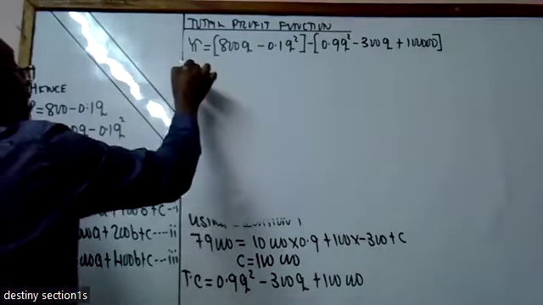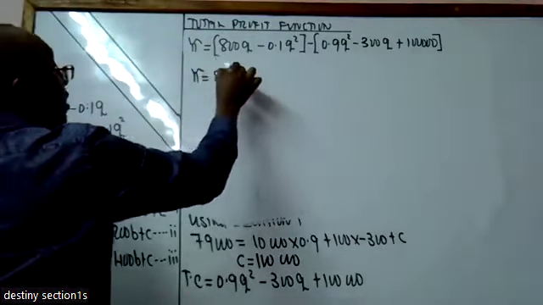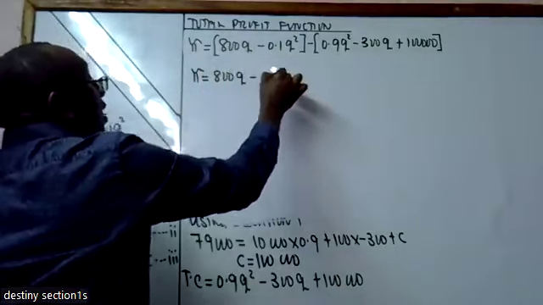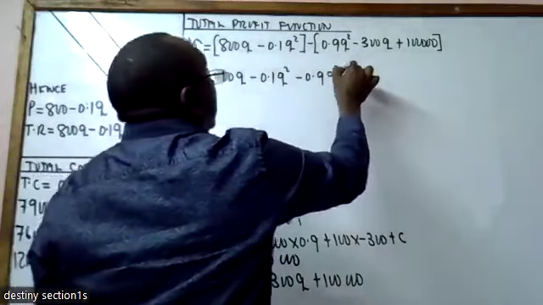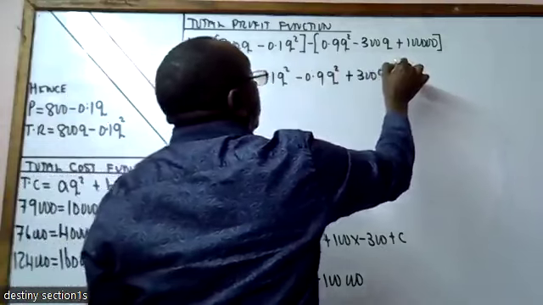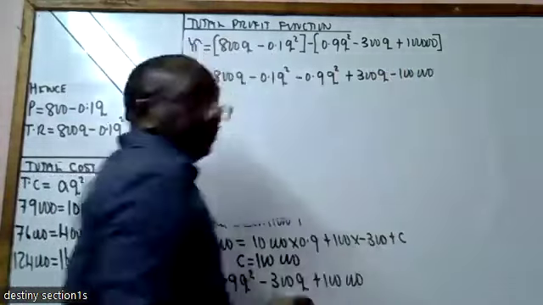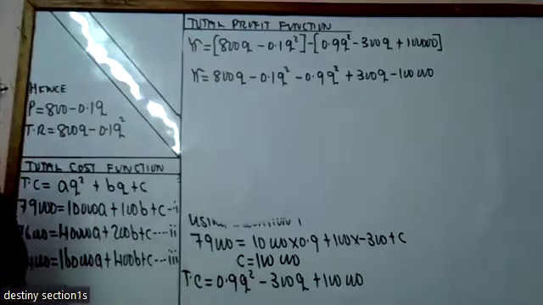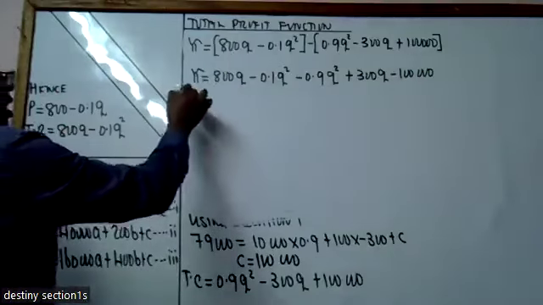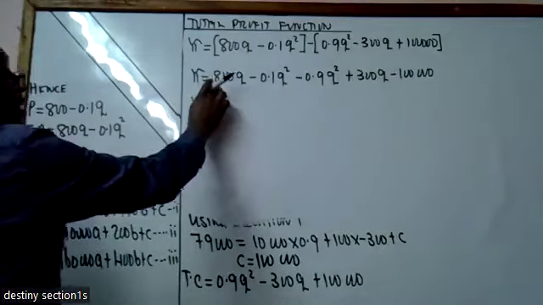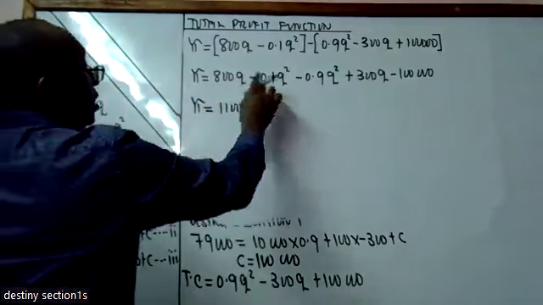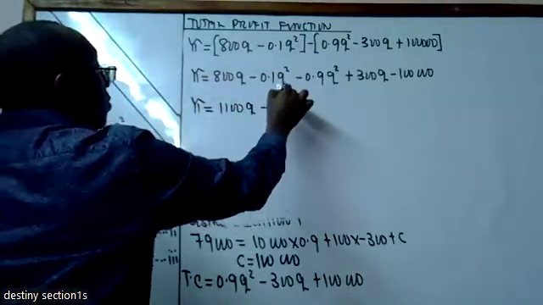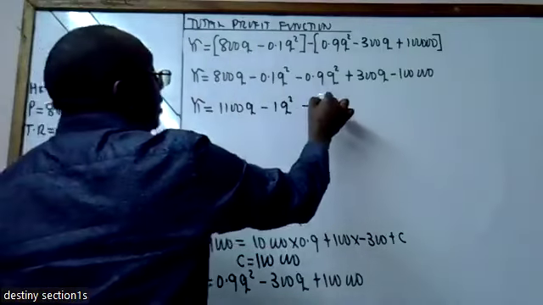So if I open the bracket, this will be pi is equals to 800 Q minus 0.1 Q squared minus 0.9 Q squared plus 300 Q minus 100,000. Putting like terms together, I get that pi, this 300 to join this one, that would be 1100 Q. Then this one, they join, they become 1 Q squared. Alafu to bakisha this 100,000.